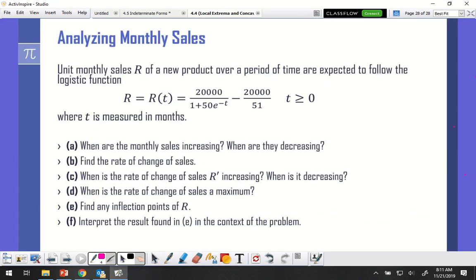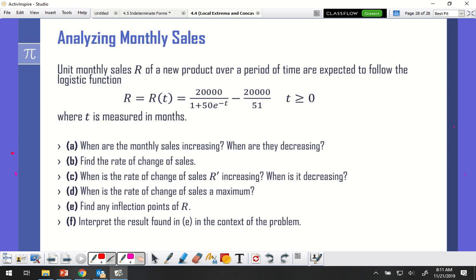All right, so we left off here yesterday with this problem right here. So we're doing analyzing monthly sales. What we've been talking about is minimizing, maximizing, and finding concavity. So unit monthly sales of a new product over a period of time are expected to follow the logistic function, where t is greater than 0. So we can't have any negative times here, where t is measured in months.